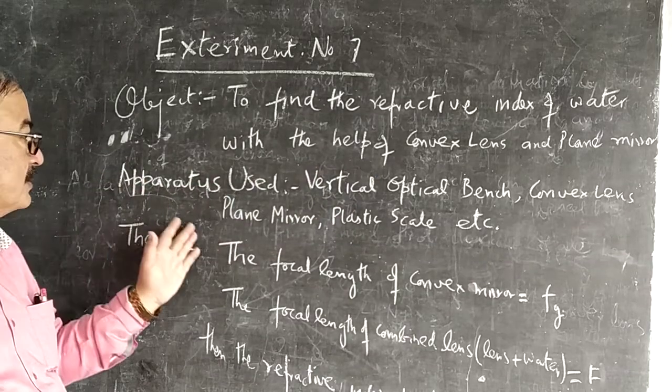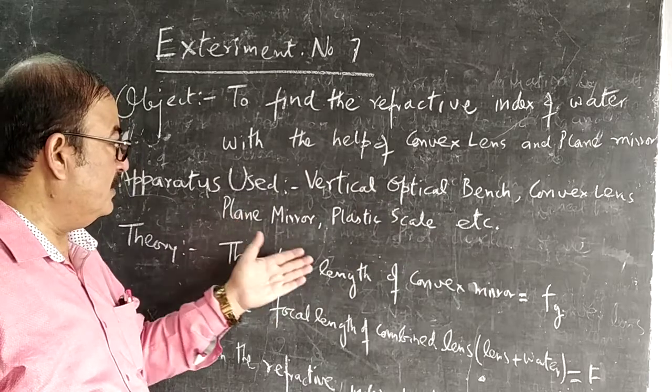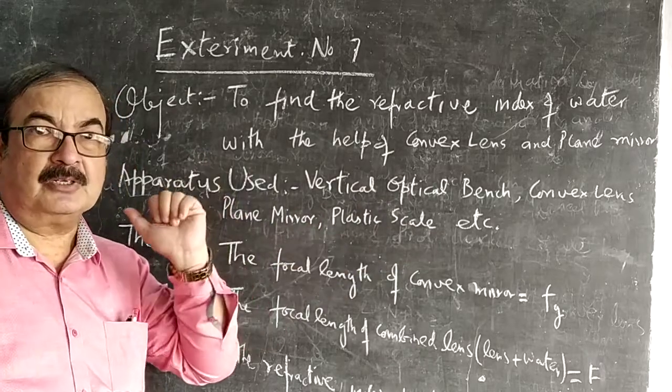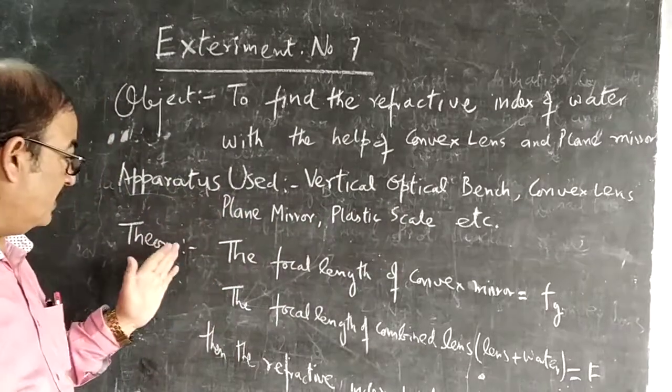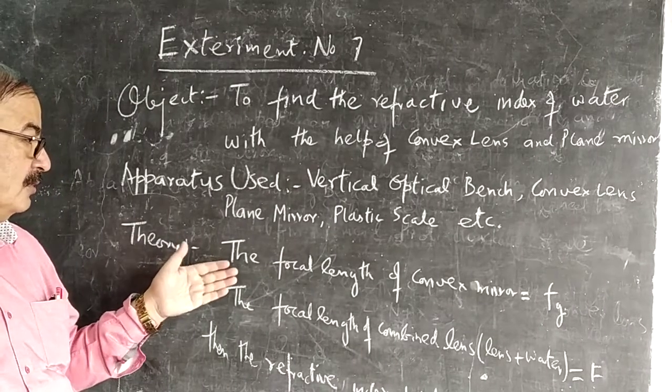What are the apparatus used? Vertical optical bench, convex lens, plane mirror, plastic scale, etc. Okay, that we have to take. What is the basic theory behind this? Theory is the focal length of convex lens.